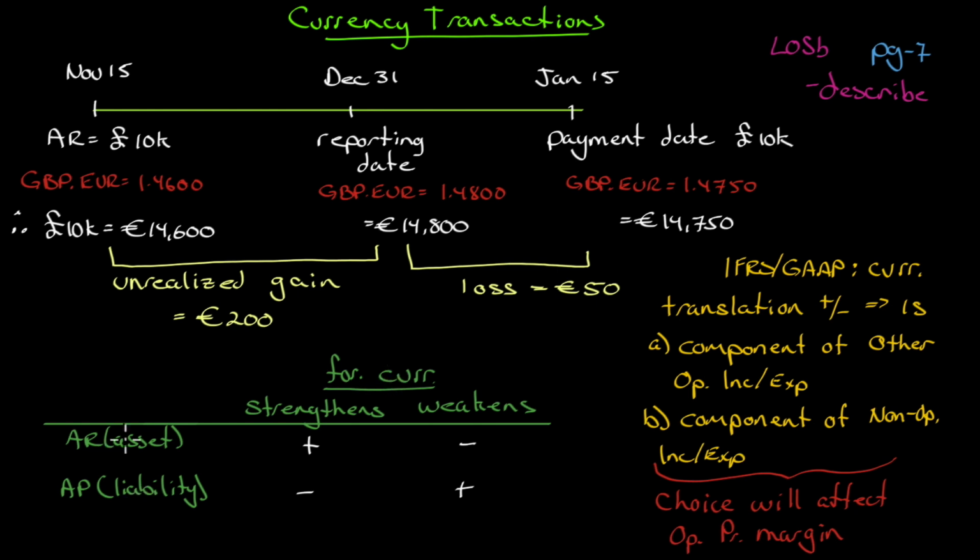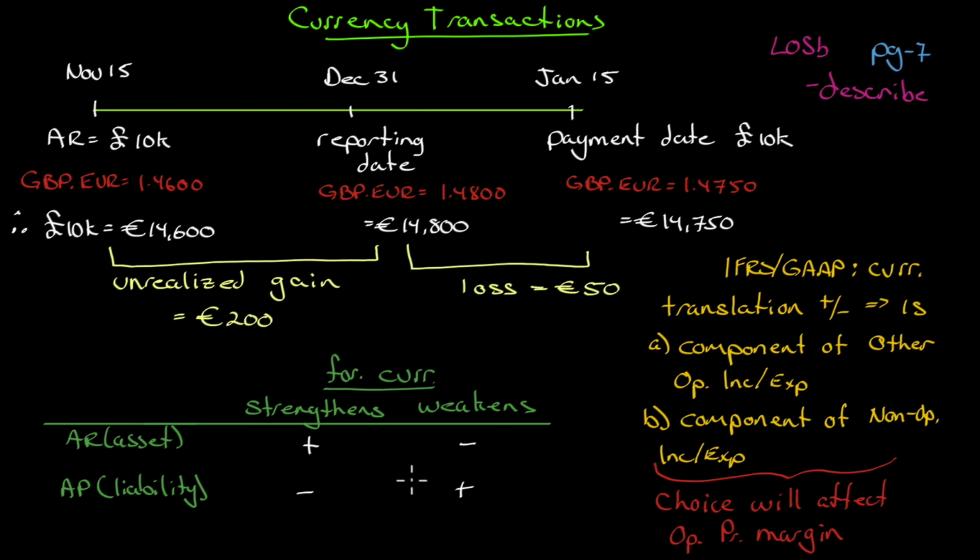So if we have asset exposure, which means we should be receiving money, we will receive a foreign currency. If it strengthens, we'll have a gain. That's a positive impact. If it weakens, we'll have a loss. If we have a liability and the foreign currency strengthens, we'll have a loss because we've got to pay more of our own currency to get it. And if it weakens, we'll have a gain. You should be able to see these relationships very, very clearly.